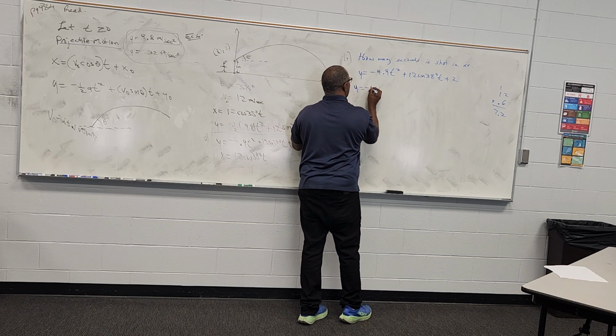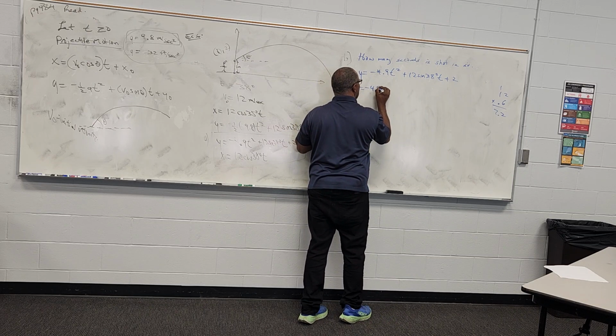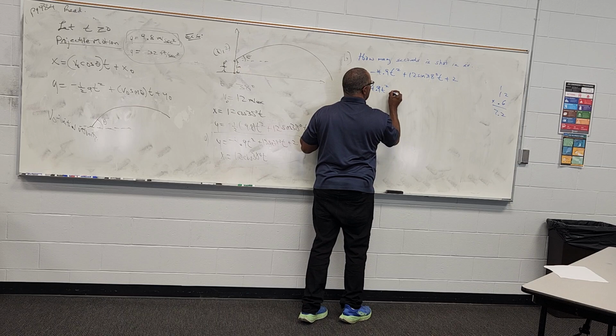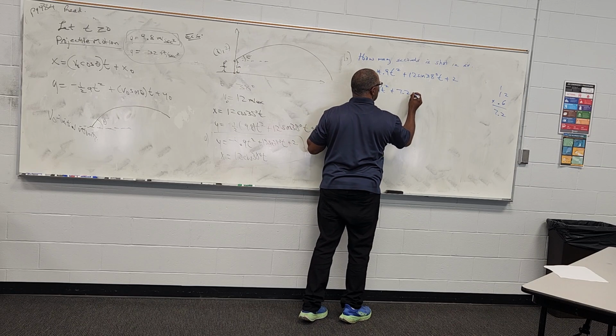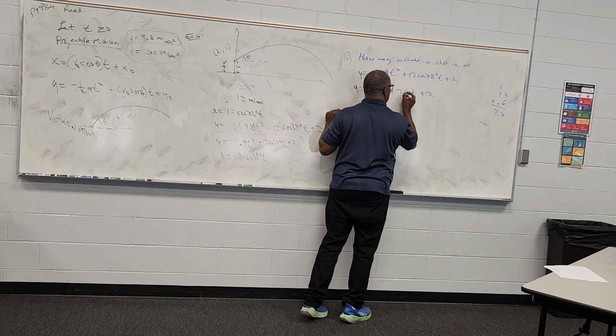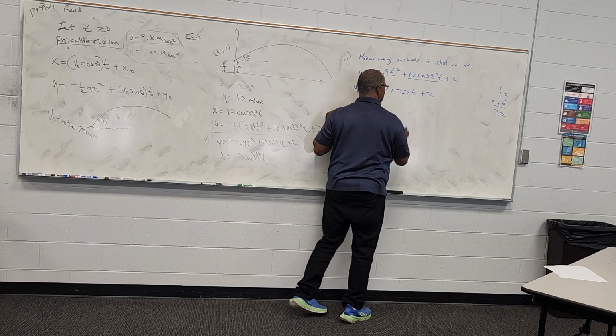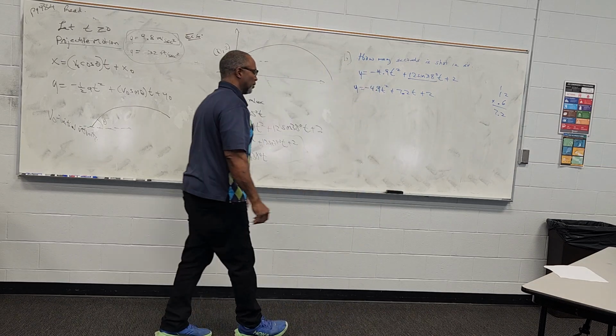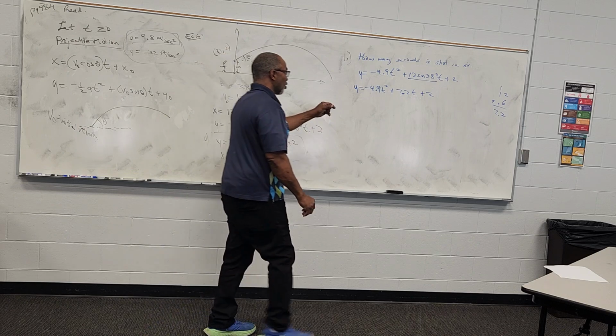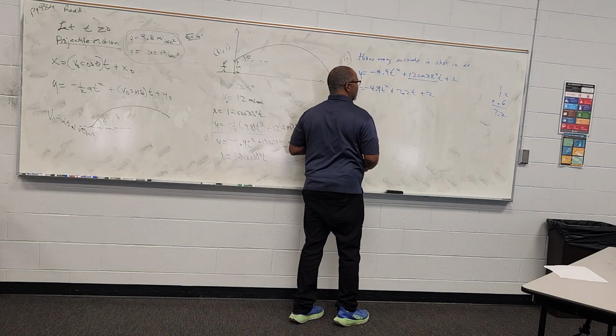So I'm going to say this is negative 4.9 t squared plus 7.2 t plus 2. I just rounded that to 7.2. It's probably 7.3, 7.4, but I don't really care right now. So this is a quadratic. So how many seconds is this in the air?